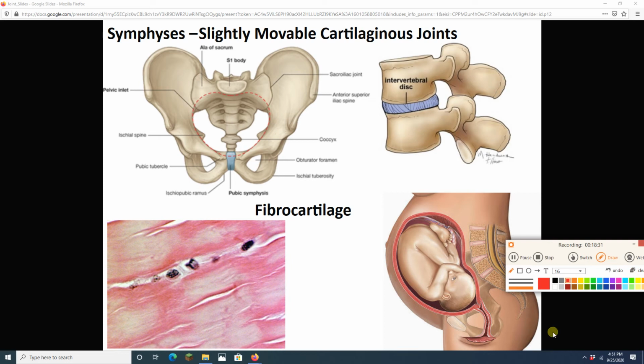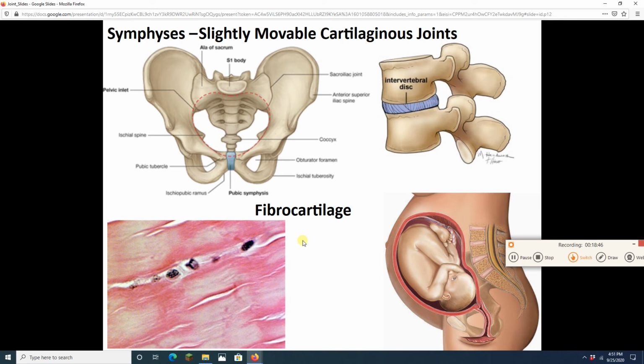Yeah, during pregnancy, hormones actually make the pubic symphysis get even more lax. It gets looser and looser to make giving birth maybe a little bit easier. Yeah. Okay. Good stuff.